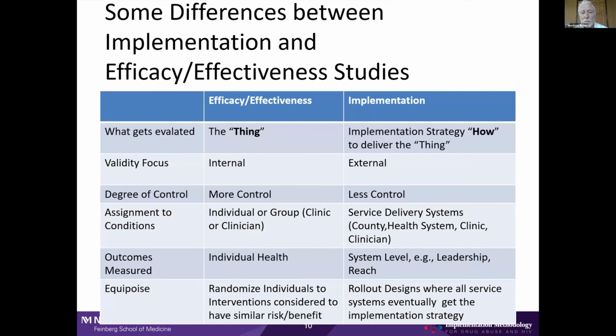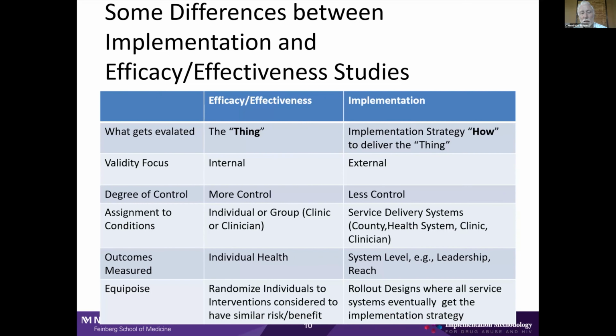There are some critical differences between implementation and efficacy and effectiveness studies. There are some similarities as well, but I'm going to emphasize the differences in here. What gets evaluated in the efficacy and effectiveness world, it's the thing that we talked about. In implementation, it's the how to deliver the thing. In terms of validity, efficacy and effectiveness trials focus on internal validity, whereas implementation talks about external validity. What are the contexts about which it works or not? There's more control in an efficacy and effectiveness world than there is in implementation. That's by design, and designs have to be taking care of that.